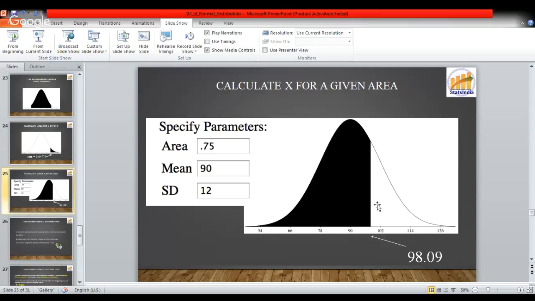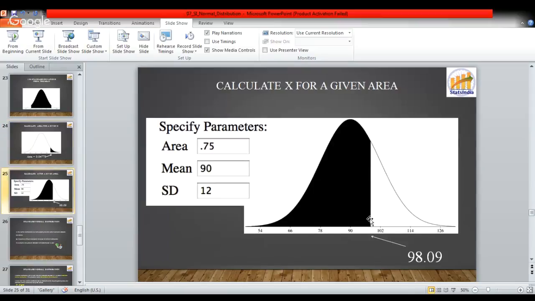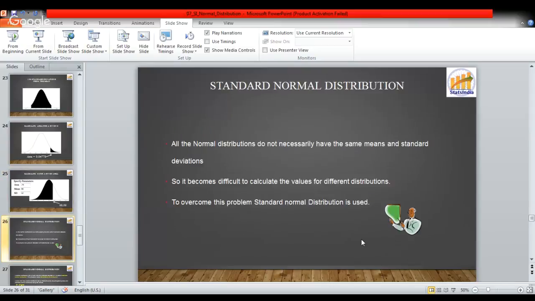So there we find two things. From the value we find the area, as in the previous slide, where for 110 we found the area. And in this slide, if we want an area of 0.75 or 0.80, we find the cutoff mark. These two things we can find using a normal calculator. We can also find this using the table.